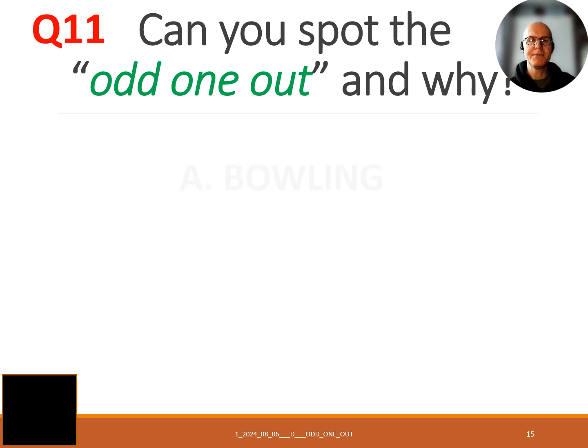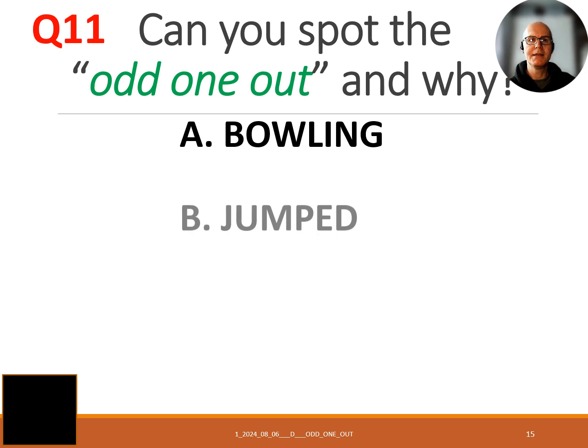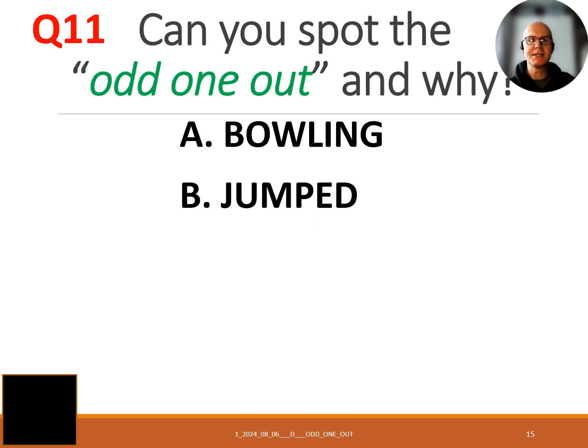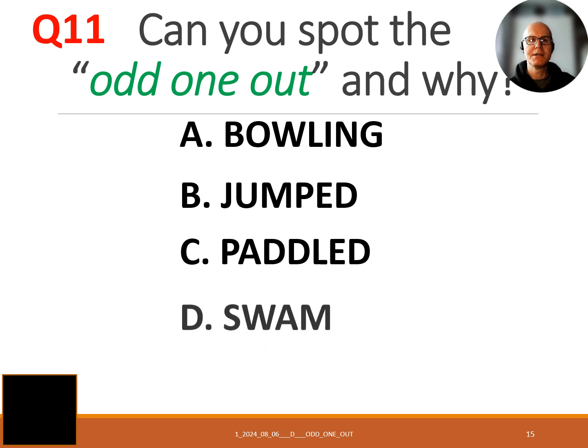Question 11. A, bowling. B, jumped. C, paddled. D, swam. What's the odd one out from these 4 verbs and why?